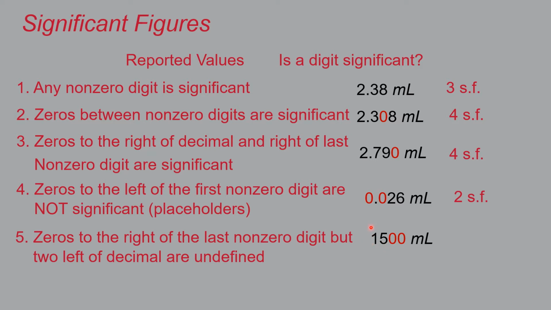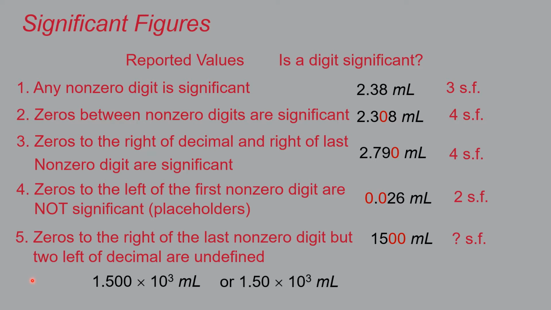So the way that we make that clear is simply convert that to scientific notation. So if that volume really was known to plus or minus 1 milliliter, you would put it like this. If they were all significant, you would report it like this. And by turning this into scientific notation, these zeros get moved to the right of the decimal place and then become significant via Rule 3.